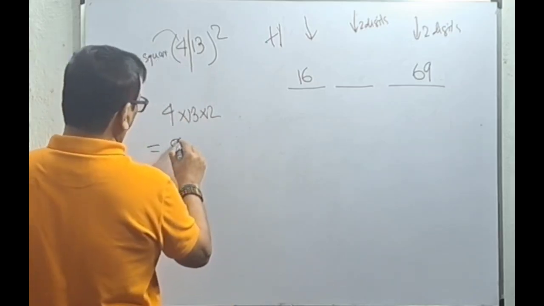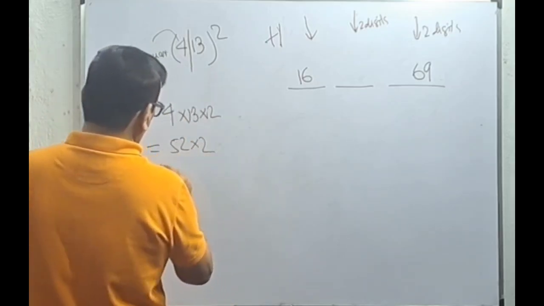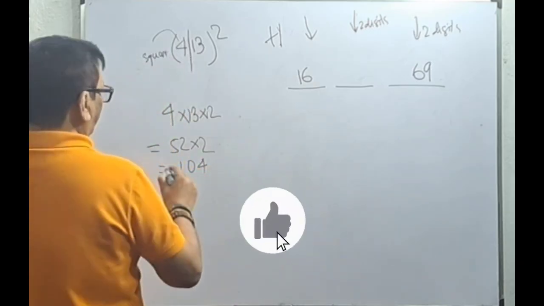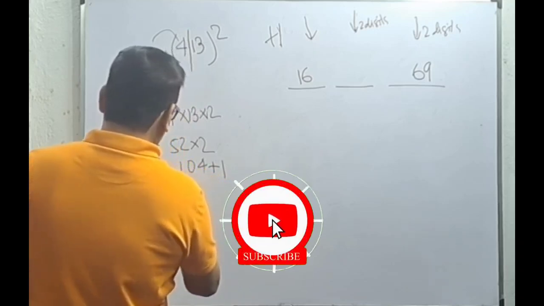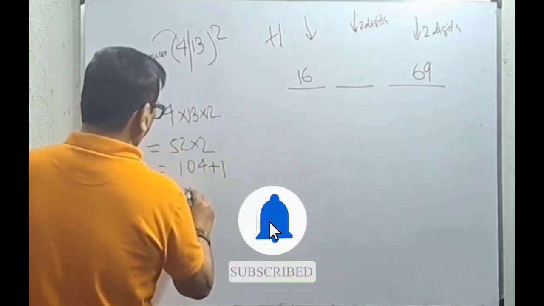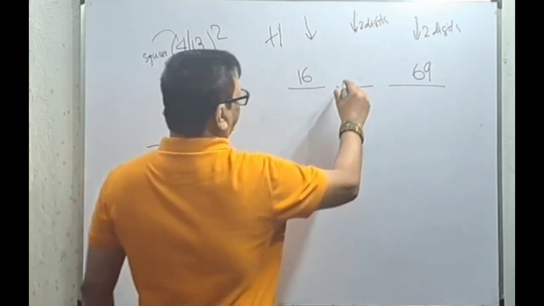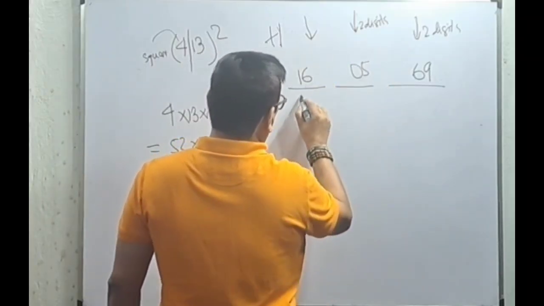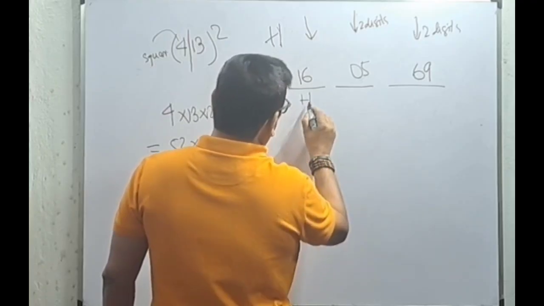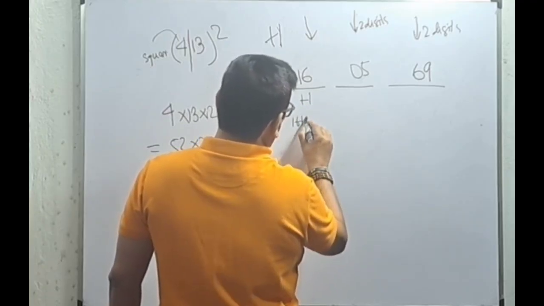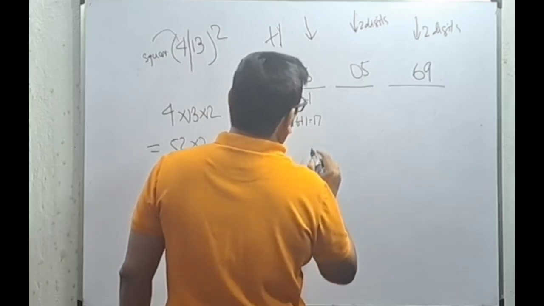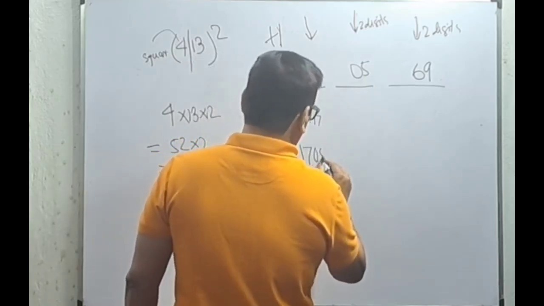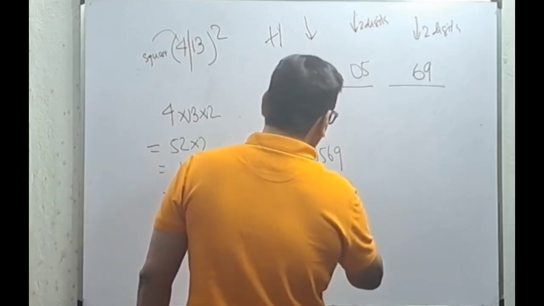Right, now 4 into 13 into 2. 4 into 13 is 52, into 2. That is 104. That carried 1 plus 1, 105. So 2 digits can be written here, 0, 5. And this one you carried will be 1 added here. So 16 plus 1 is equal to 17. So the number is 17, 0, 5, 6, 9.